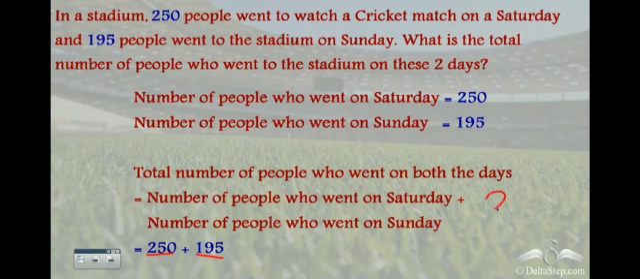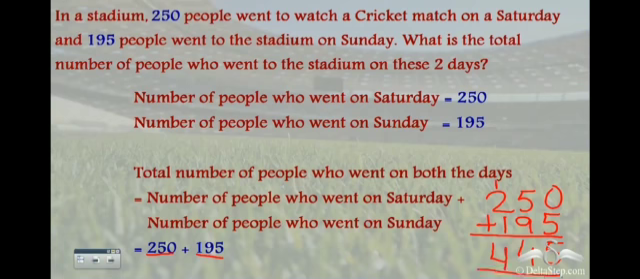So I add 250 and 195. Now I need to add the ones digit with the ones digit, tens digit with the tens digit, hundreds digit with the hundreds digit. So 0 plus 5 is 5. 5 plus 9 is 14. So I write 4 here and 1 is carried. 1 plus 2 is 3 and 3 plus 1 is 4. So the answer is 445.